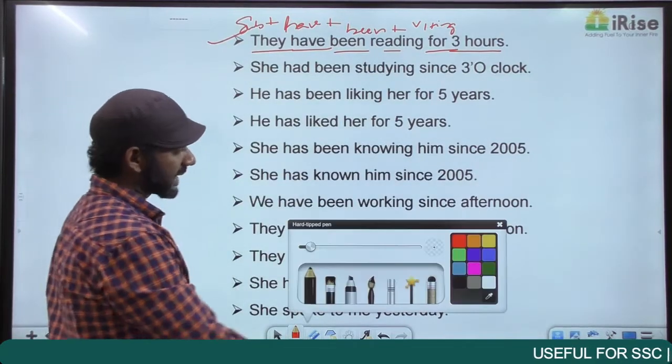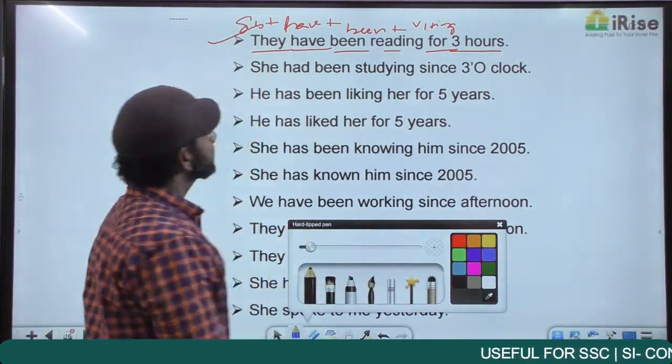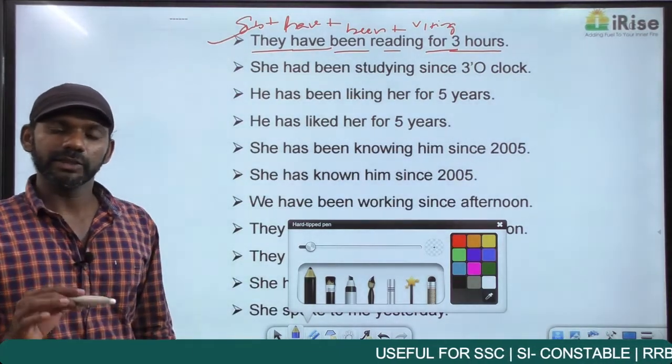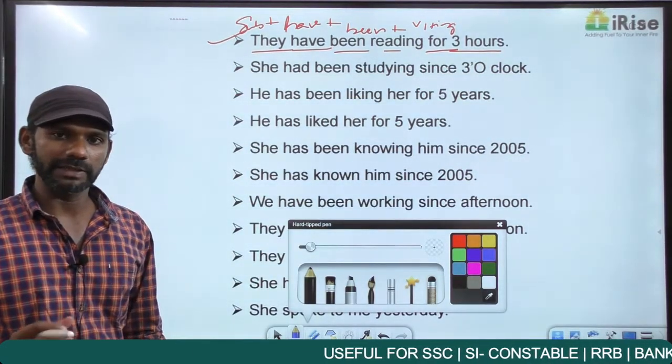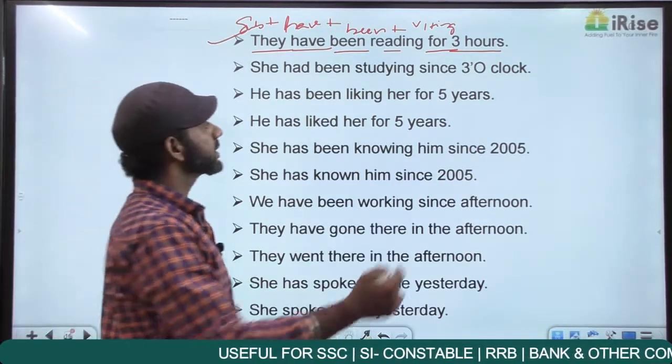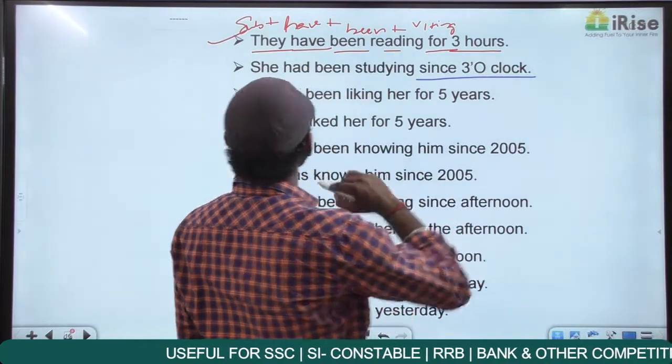Come to the next one. She had been studying since 3 o'clock. Now 3 o'clock is not a period of time. 3 o'clock is not duration. 3 o'clock is a point of time. So since 3 o'clock is a correct usage.